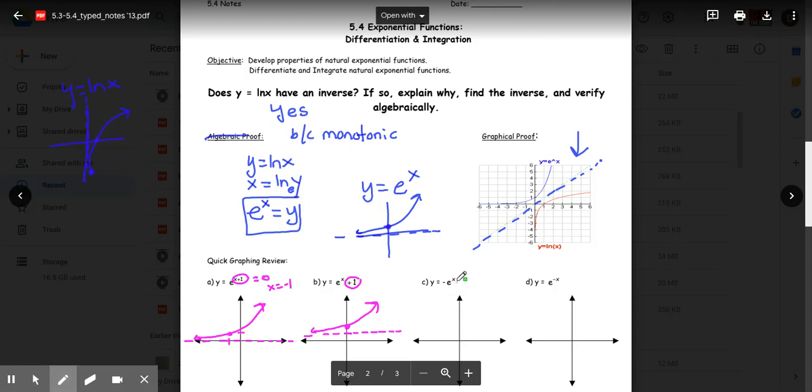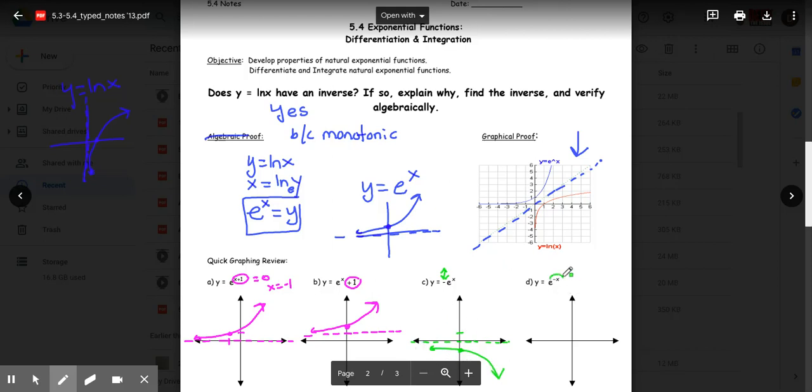For negative e to the x, the asymptote stays the same because there's nothing added or subtracted at the end that would shift it up and down. This negative in front is huge. That flips the graph up and down. So instead of the point being at (0, 1), it is flipped down to (0, -1). And it looks like this. Instead of increasing from left to right, when you flip it down, it decreases from left to right.